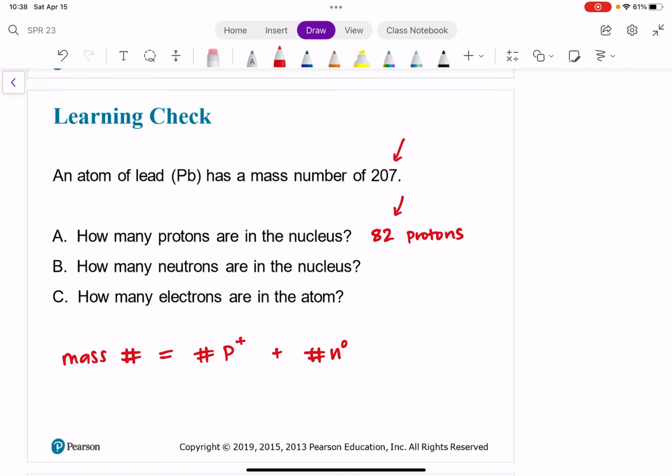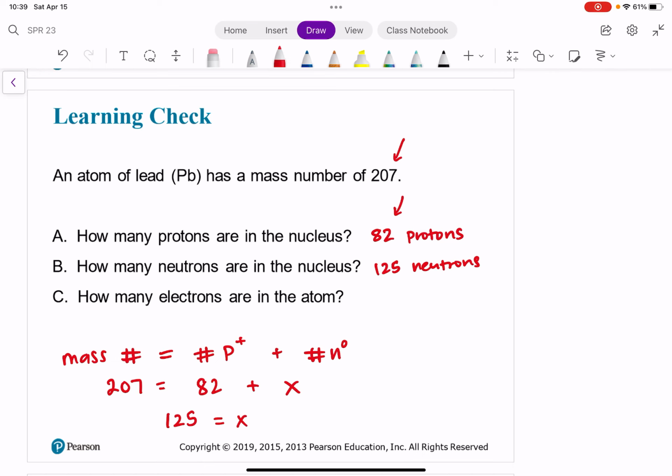And we can do some algebra. So 207 equals 82 plus x. So 207 minus 82, I did the math already and I got 125. And that equals our x, which is our number of neutrons. So 125 neutrons.